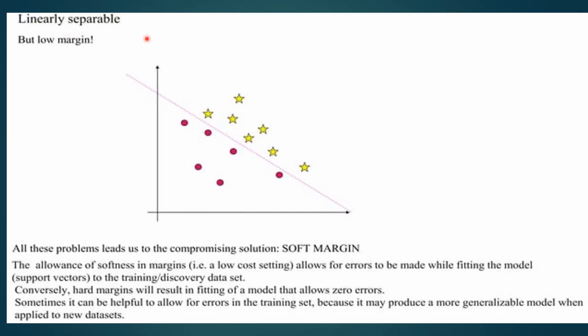So we already know linear separation, but then low margin. These are margins, where we are linearly separating the data. It is also called soft margin, because all these outliers correspond to the soft margin solution. So these are the things we use in SVM.